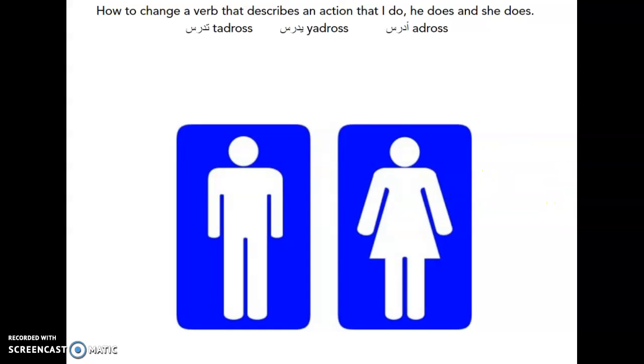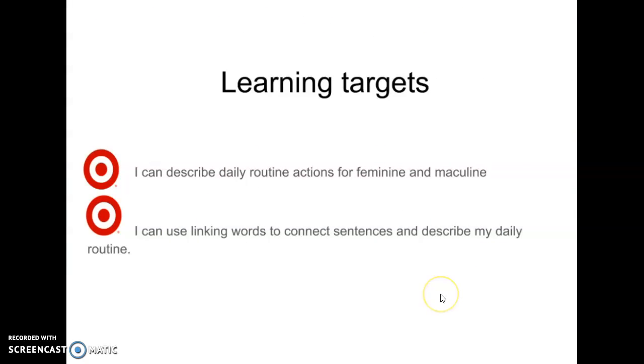All right? So let's go ahead and start by reading our learning targets. Our first learning target is: I can describe daily routine actions for feminine and masculine subjects, like I just mentioned before. أغسل, I wash, he washes, she washes. Then after we finish this and master it, we're going to start our second learning target, which is: I can use linking words to connect sentences and describe my daily routine. So let's think about it for a few seconds, boys and girls.